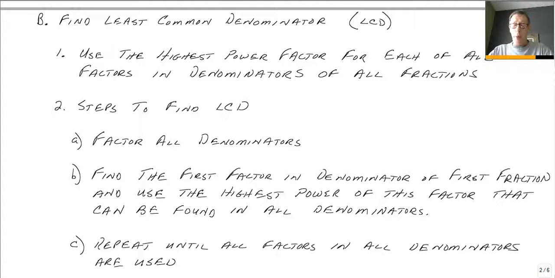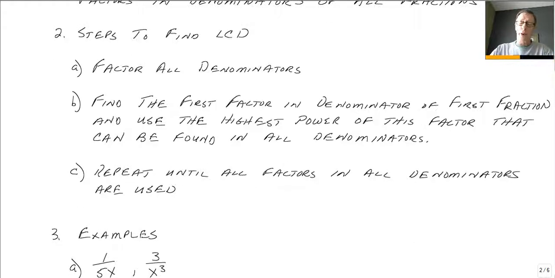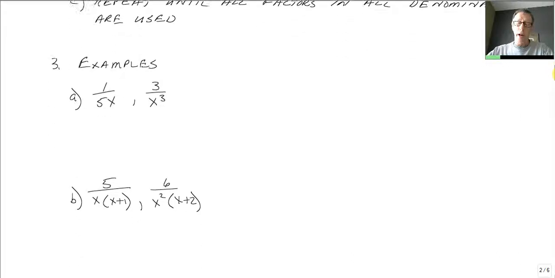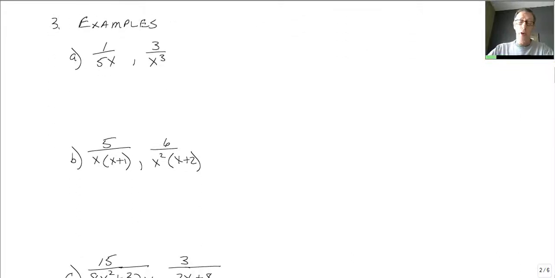And so the first step would be, of course, to factor the denominators all the way down to the prime factorization. And that'll tell us what the factors are. Then for each individual factor, we're going to figure out which one has the highest power, or the highest exponent on it. And that's what we're going to use for that particular factor in our common denominator. And we'll just keep going like that until we've gone through all the different factors in our denominators. So let's take a look at how this works.